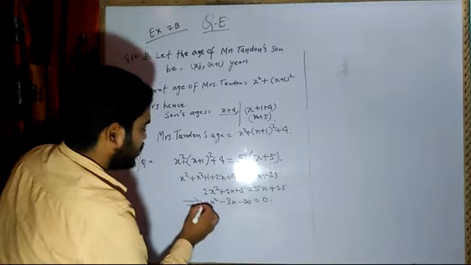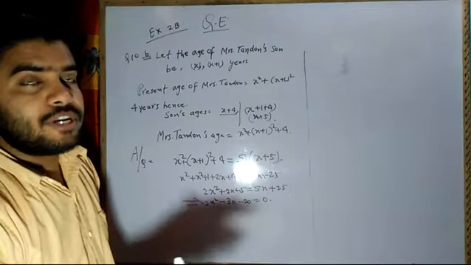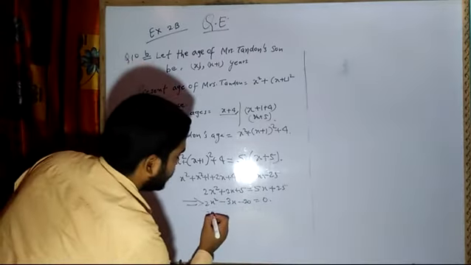Correct. This is my quadratic equation. Now we can solve. 20 into 3 is 40, 8 into 5 is 48 minus 5 is 3. So I got the middle term.